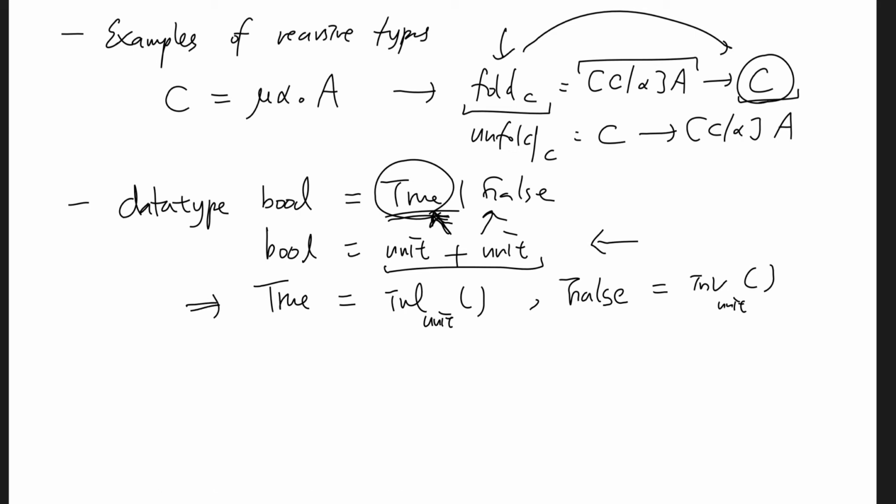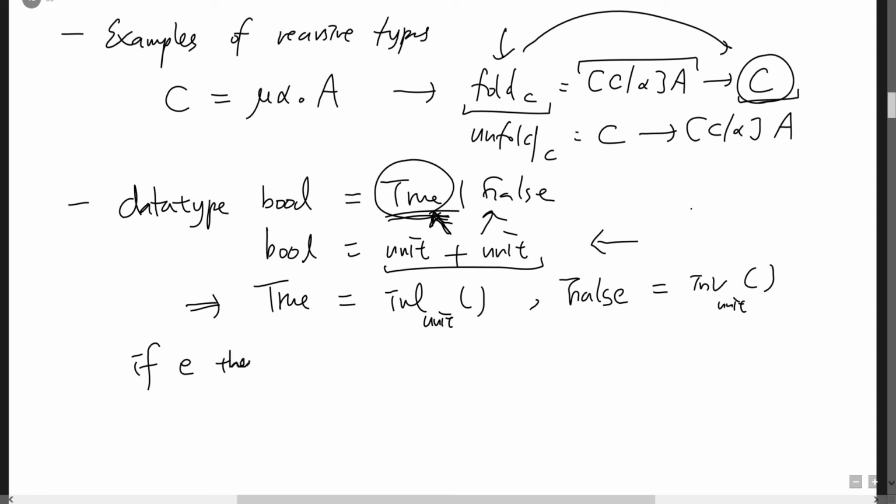And what about the destructor? That is, if then else. If expression E, then you take E1, else expression E2. So this expression E has a type bool, and we encode the bool as unit, sum type, unit.